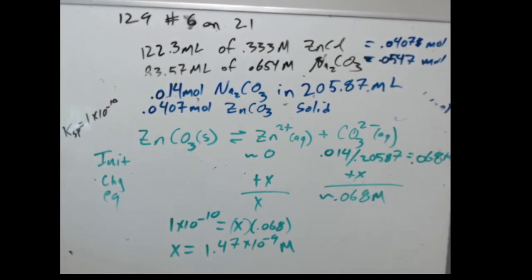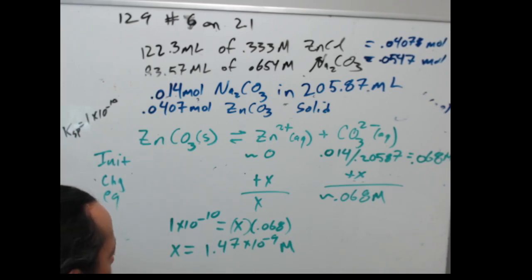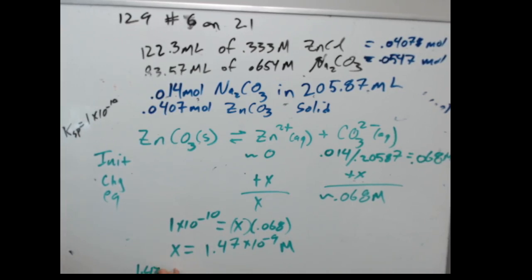What else does the question ask us to do? It says molarity of carbonate anions in solution. Oh, 0.068. Okay. And then the net amount of solid produced. Now the net amount of solid produced in moles or grams? In moles. Okay, so to get the net amount of solid produced, let's do one more mathematical step. I'm going to take this 1.47 times 10 to the minus 9 moles of Zn2+ per 1 liter.